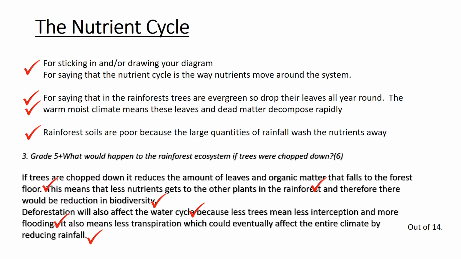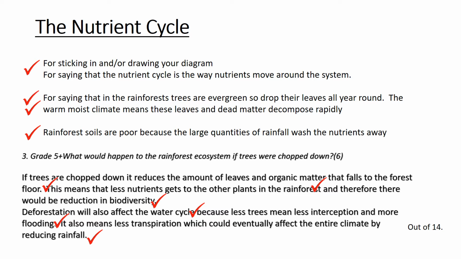You get another mark for mentioning that in the rainforest the soils are poor because the large quantities of rainfall wash the nutrients away from those deeper layers of soil. And if the nutrient cycle is something you struggle with a little bit, it talks about it on page 44 and 45 of the Green Revision Guide.